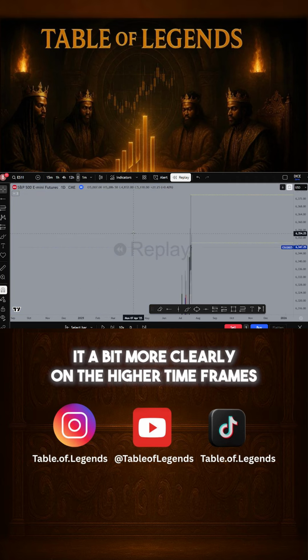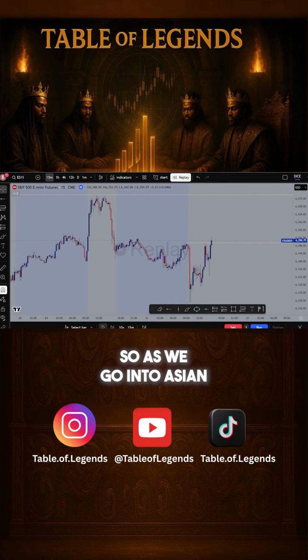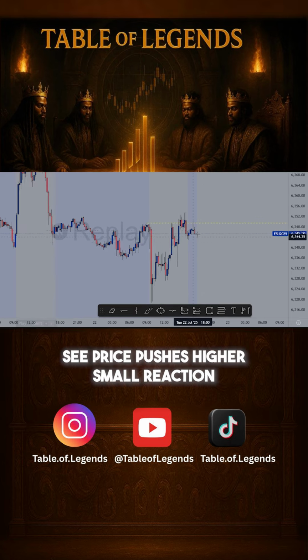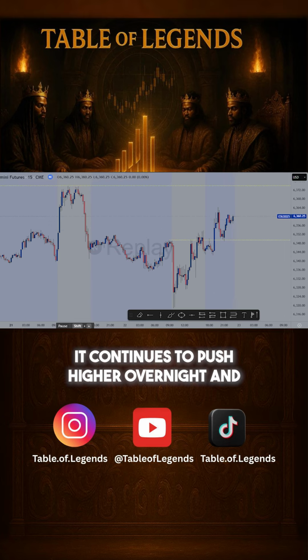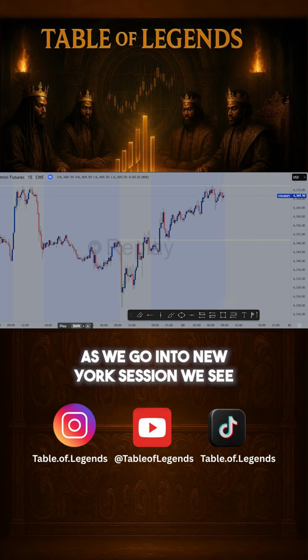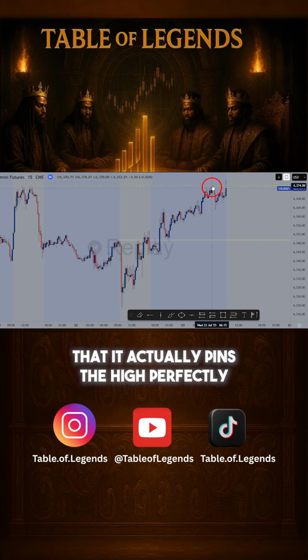You can see it a bit more clearly on the higher time frames. So as we go into Asian session and go into London session, you see price pushes higher, small reaction at yesterday's high of the day, but then it continues to push higher overnight. And as we go into New York session, we see that it actually pins the high perfectly.